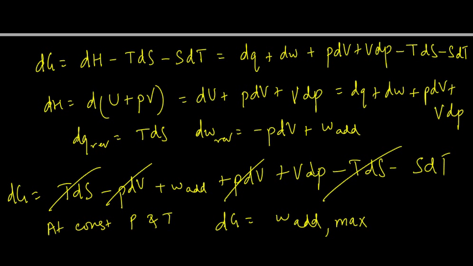dG is a state function. It just depends on the initial and final points. This is at constant pressure and temperature, right? So it is an exception to that PV work. It is other than the PV work. PV work is this one plus additional work. These are the two kinds of work that could be possible.